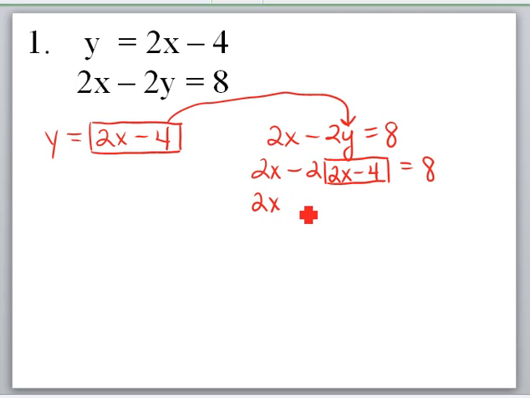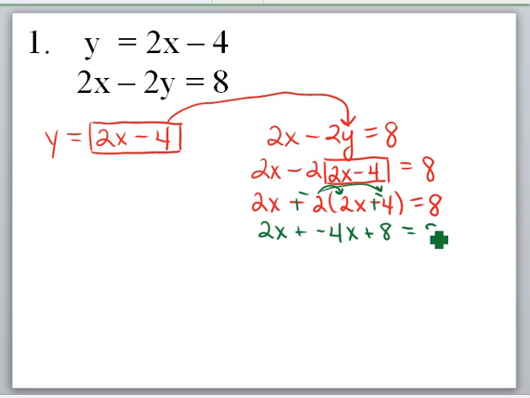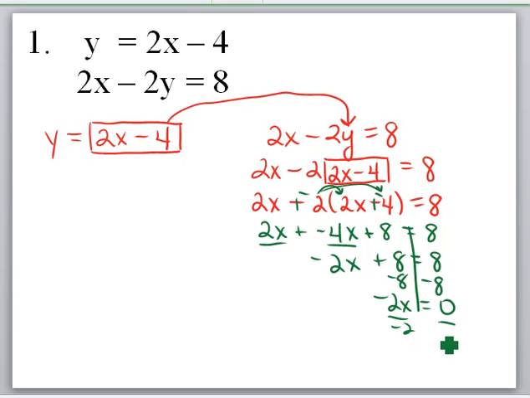So what this really says is I have 2x minus 2 times (2x minus 4) equals 8. Now what I can do is change my signs to plus the opposite, and I can distribute so I can solve for my x. So I get 2x plus negative 4x plus negative 2 times negative 4, which is an 8, equals 8. Solve by combining like terms. Move the 8 over by subtracting 8. And then divide by negative 2. This gives me x is 0.